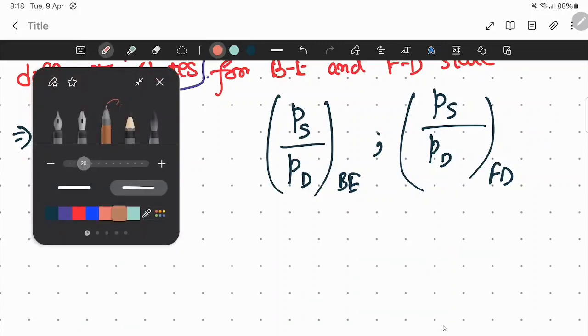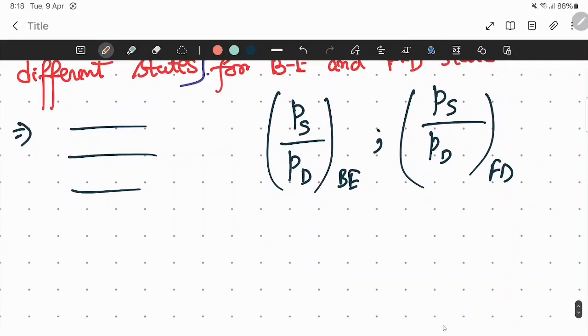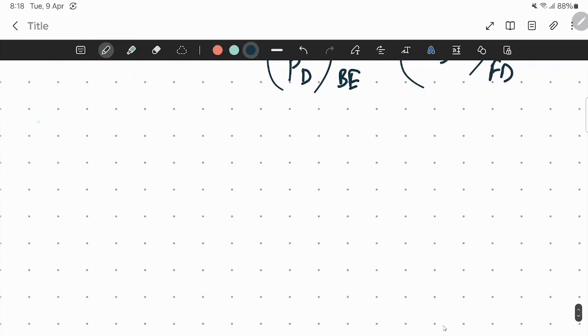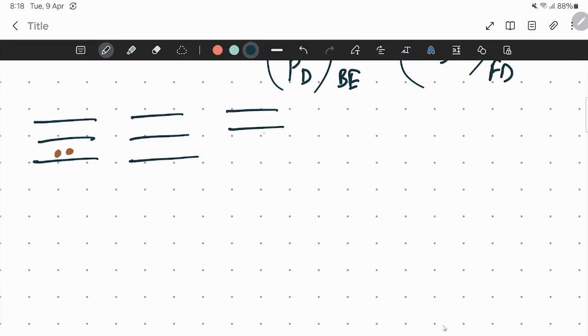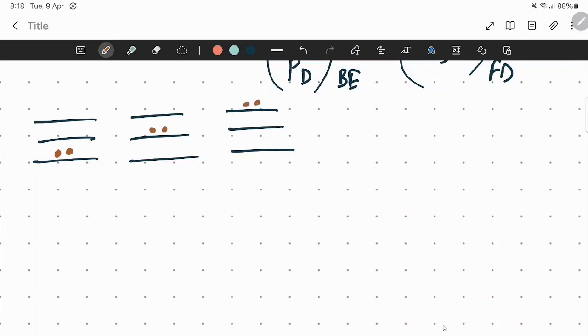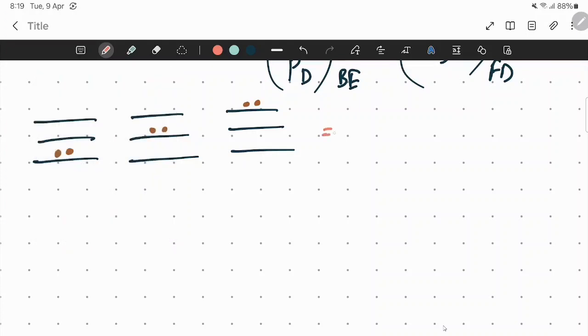Now for the bosonic case, two particles are there in three energy states. So what will be the combinations? Let me draw. First, let's say in the same energy state, this is one. There are no other possibilities because particles are the same. So there are only three distributions, right? Three microstates.